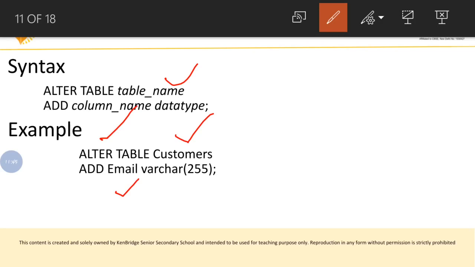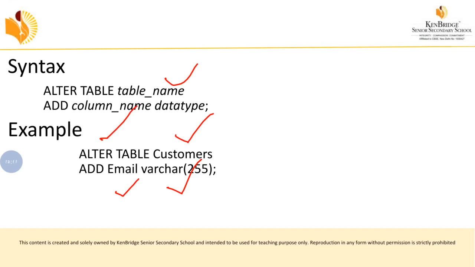And what is the data type they have used for email? Varchar. Now can you understand the table name, customers? In that customers table, we are going to make some alteration. What alteration? We are going to add another attribute named email, and the data type of email is varchar. So this is the example for the alter command.